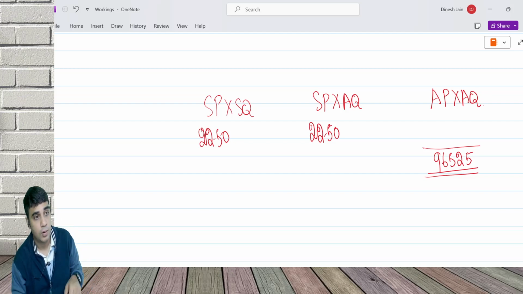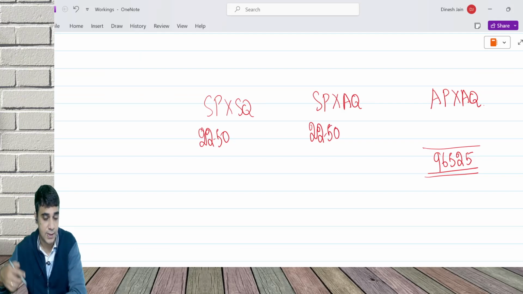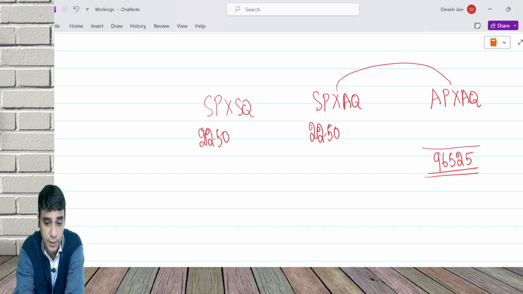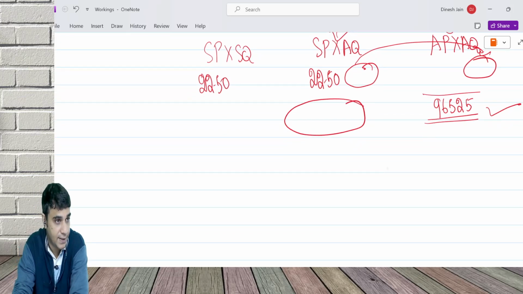Okay. Now coming to the requirement of the question, or coming to the variance given, they have given material price variance and material usage variance. Listen, price variance is the difference between these two. If you use material price variance, once you get this number, you can say 22.5 into something is this number. That will get copy pasted here, AQ will get copy pasted here, and AP will come as a balancing figure. So let's use material price variance first.